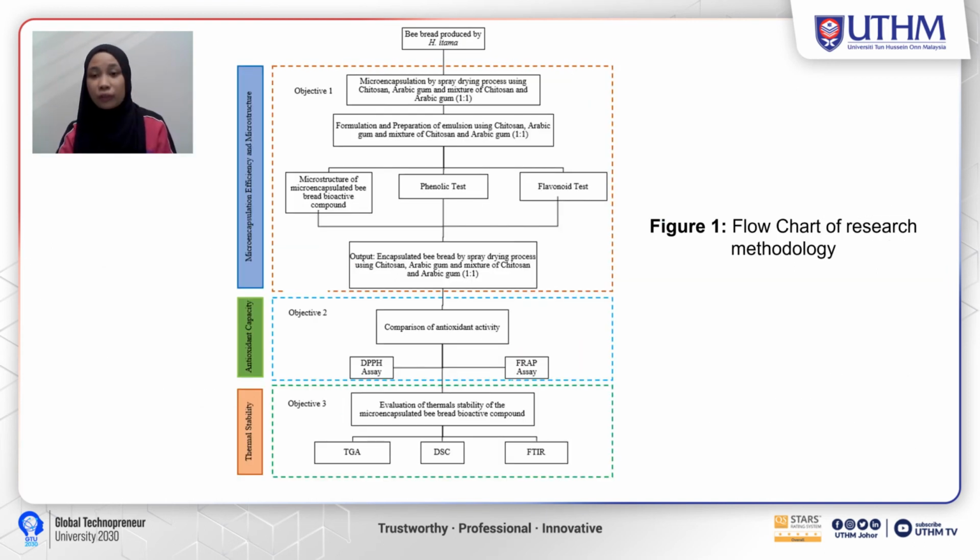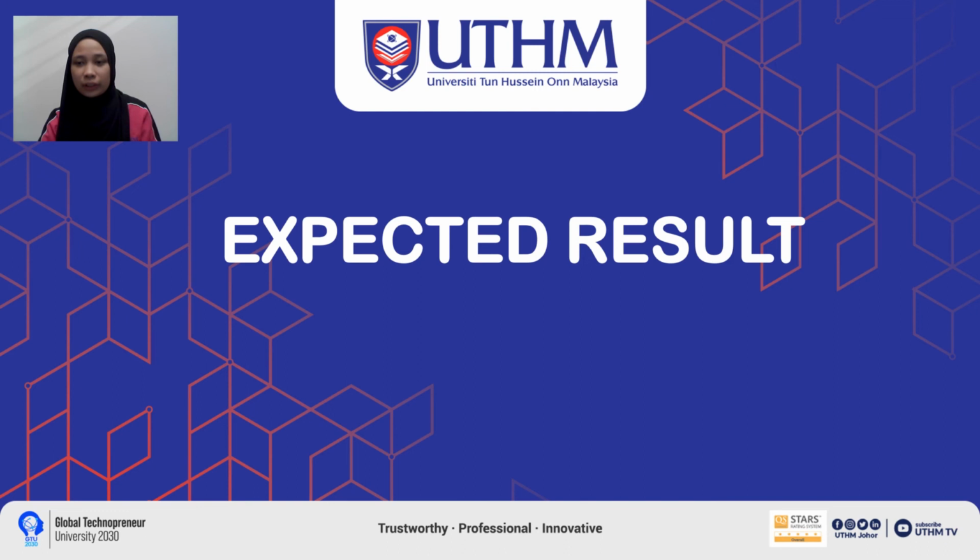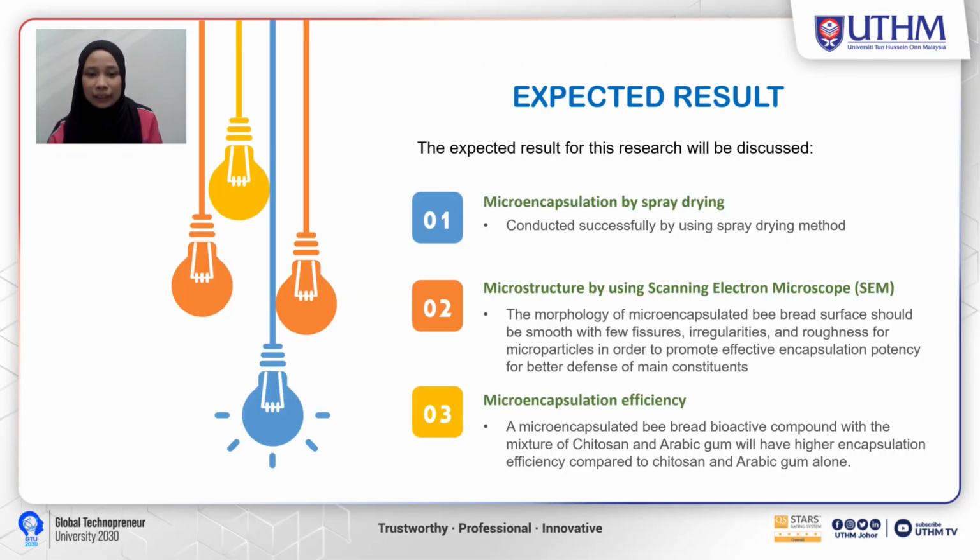Figure 1 shows the flowchart of this research methodology, as I had explained before. And next, we will move to expected result. In expected result, the microencapsulation by spray drying process will be conducted successfully. Next, when visualizing the microstructure of bee bread bioactive compound using SEM, the morphology of microencapsulated bee bread surface should be smooth with few fissures, irregularities, and roughness for microparticles in order to promote effective encapsulation potency for better defense of main constituents.